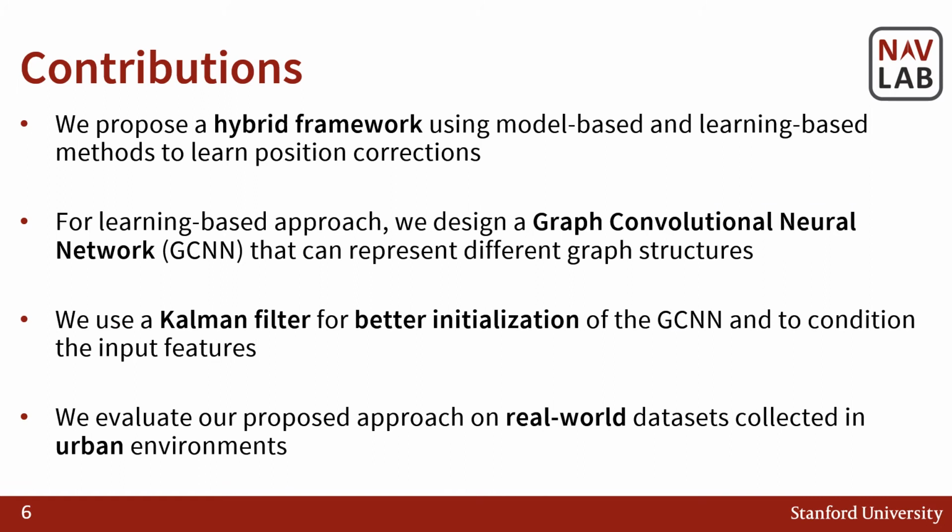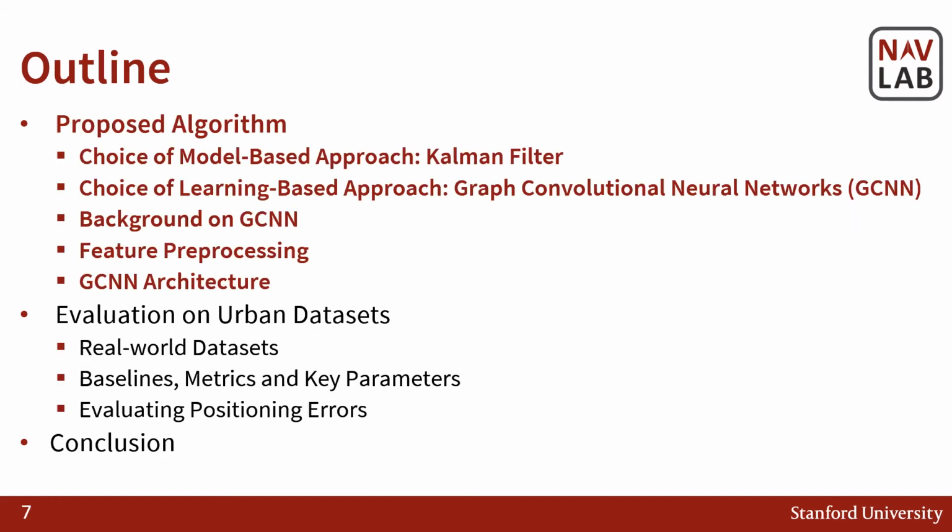Our contributions are as follows. We propose a hybrid framework using model-based and learning-based methods to learn position corrections. For the learning-based approach, we design a graph convolutional neural network that can represent different graph structures. We use a Kalman filter for better initialization of the GCNN and to condition the input features. Lastly, we evaluate the proposed approach on real-world datasets collected in urban environments.